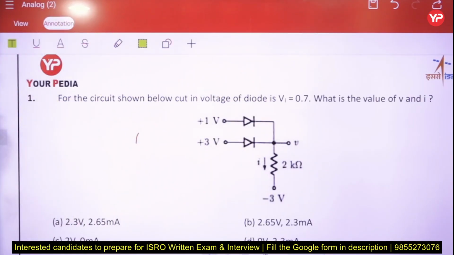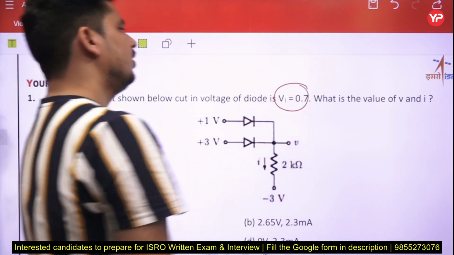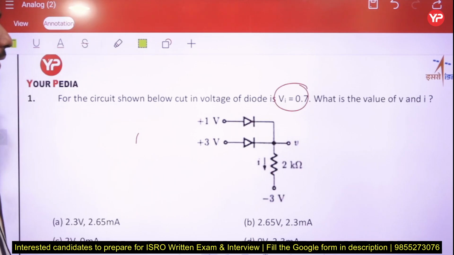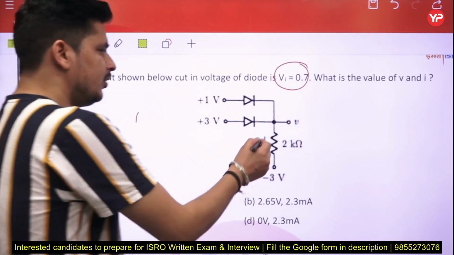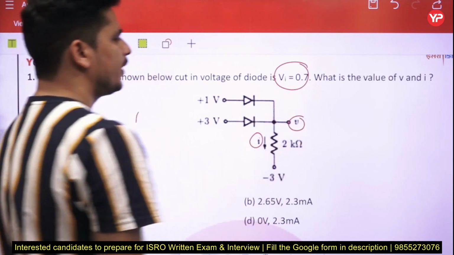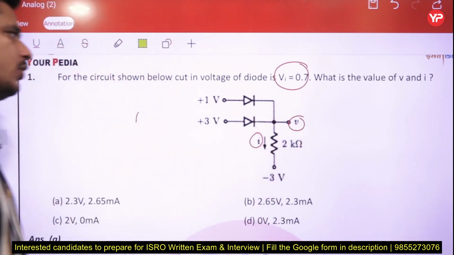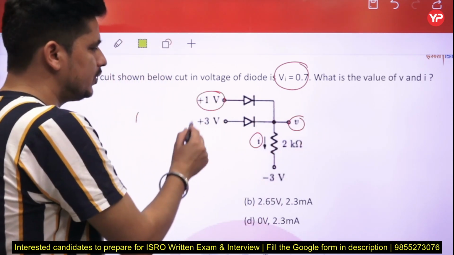Okay, let's start. The first question is, for the circuit shown below, the cut-in voltage of the diode is 0.7 volt. What is the value of V and I? So from this circuit we have to find this I value and this V value. What we are seeing here, there are two voltages. This is 1 volt, this is 3 volt.